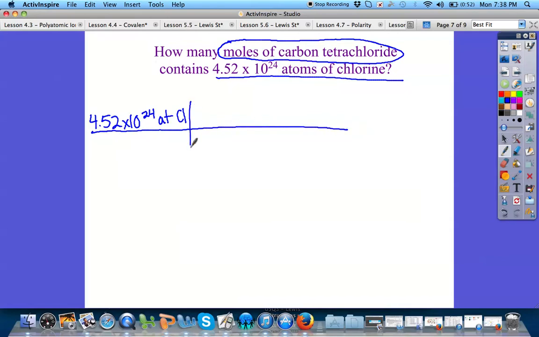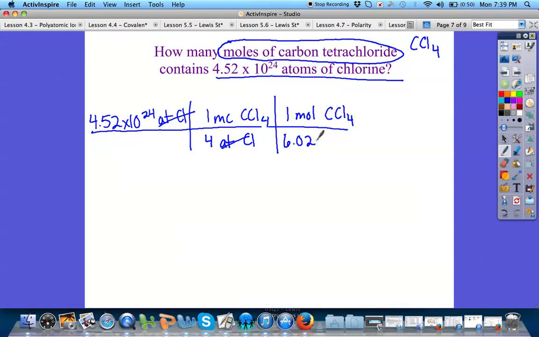Okay, we want moles of carbon tetrachloride. Carbon tetrachloride is CCl4. Okay, so in 1 molecule of carbon tetrachloride, we have 4 atoms of chlorine. So that gets rid of our atoms of chlorine. We don't want molecules of chlorine, we want moles. So in 1 mole of carbon tetrachloride, we have 6.02 times 10 to the 23rd molecules of CCl4.